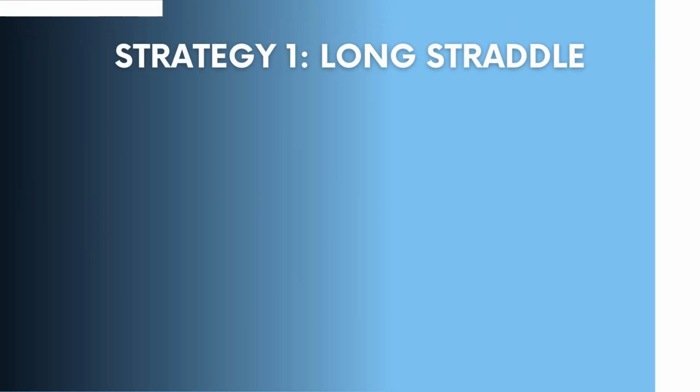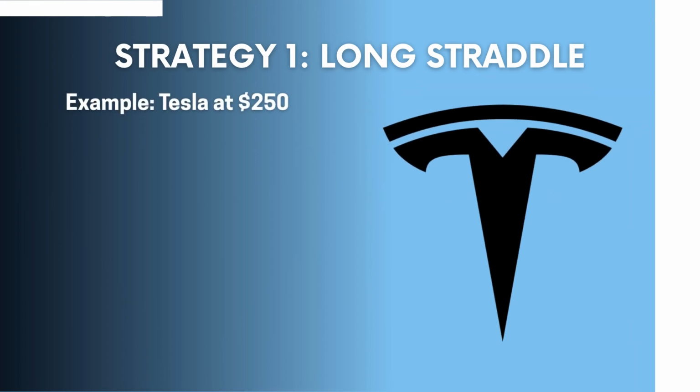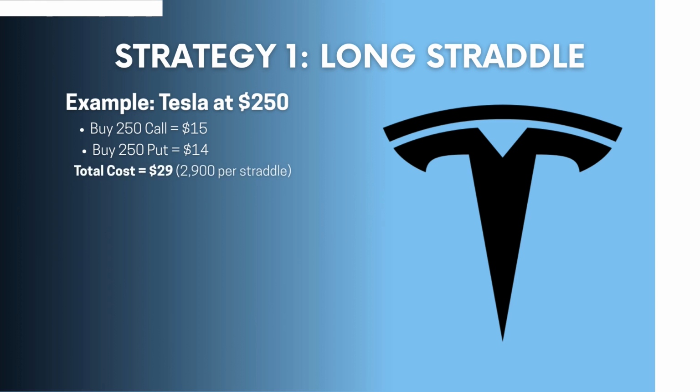Strategy 1. Long straddle. Buy a call and a put at the same strike and expiration. Example, Tesla at $250. Buy 250 call equals $15. Buy 250 put equals $14. Total cost is $29, $2,900 per straddle. Break even: profit if Tesla is greater than $279 or less than $221.